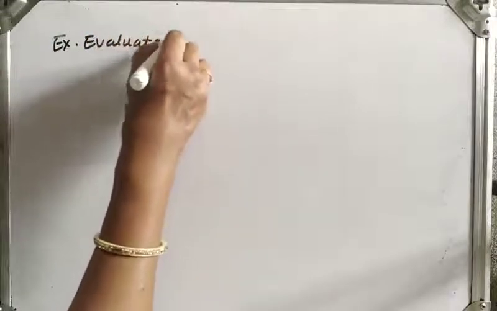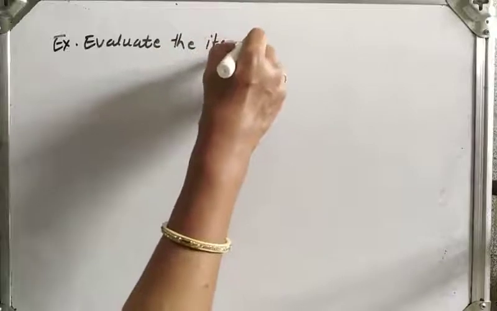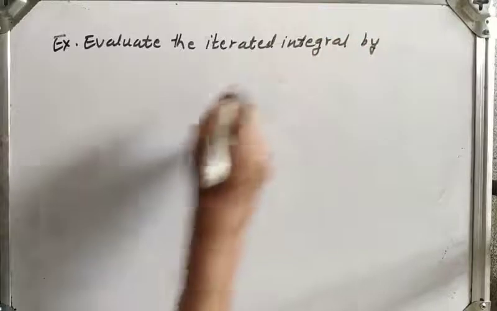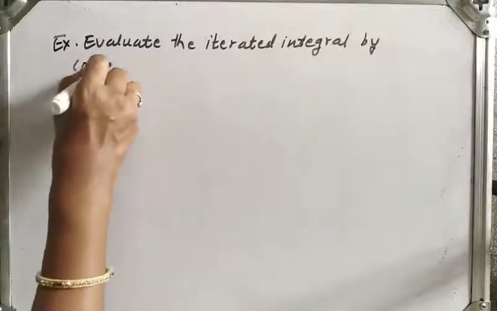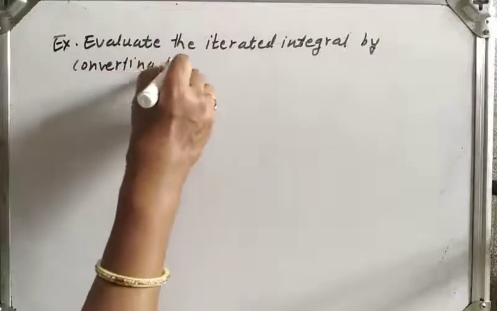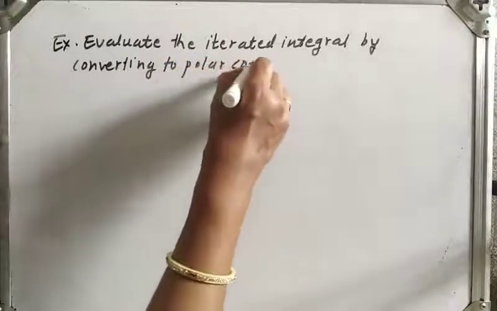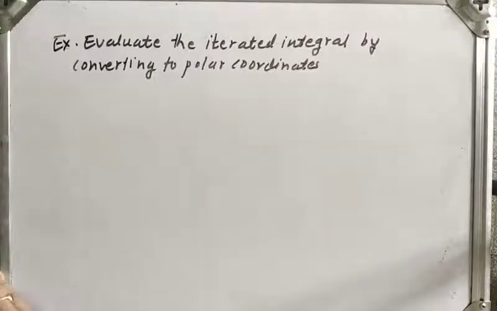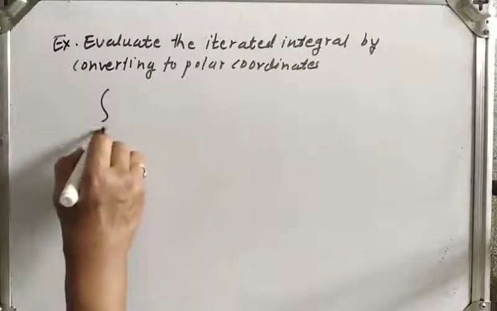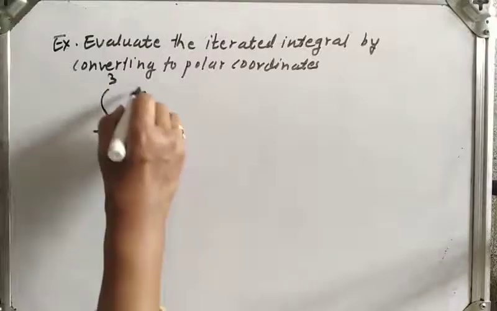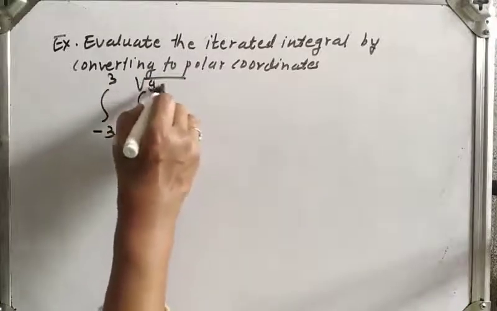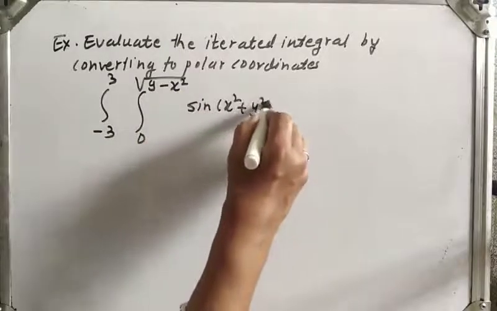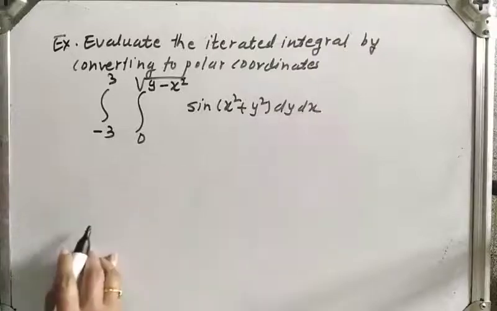Evaluate the iterated integral by converting to polar coordinates. So it is the integral from minus 3 to 3, 0 to square root of 9 minus x square, of sine of x square plus y square, dy dx.